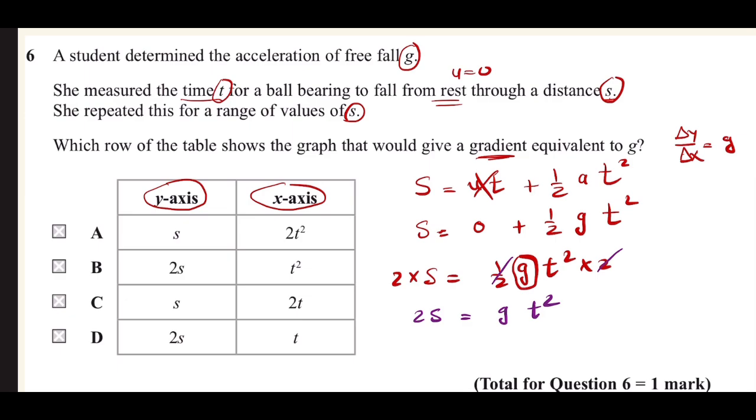Now I need to find y over x, which is 2s divided by t squared equals g. So on the y-axis, which is equal to delta y over delta x, the rise over run. So the value here, which is the 2s, must be on the y-axis and the t squared on the x-axis. So the correct answer here is B.